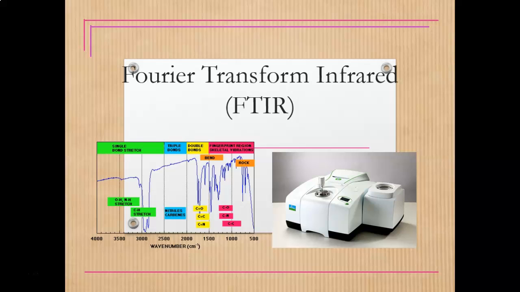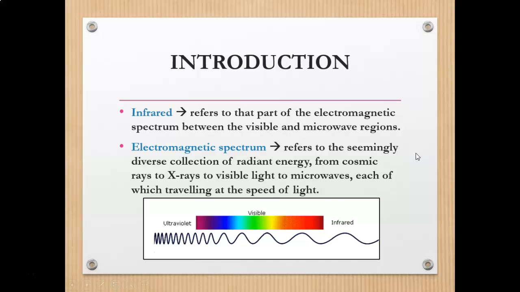Today we will cover a topic, Fourier transform infrared, which is called FTIR. For the introduction, what is infrared? Infrared refers to that part of the electromagnetic spectrum that we have learned in previous lecture. It lies between the visible and the microwave region.